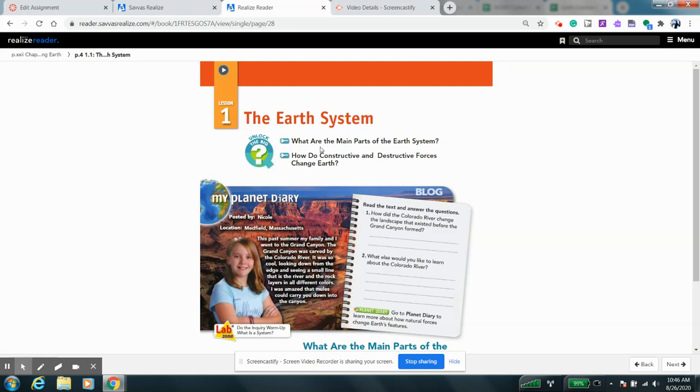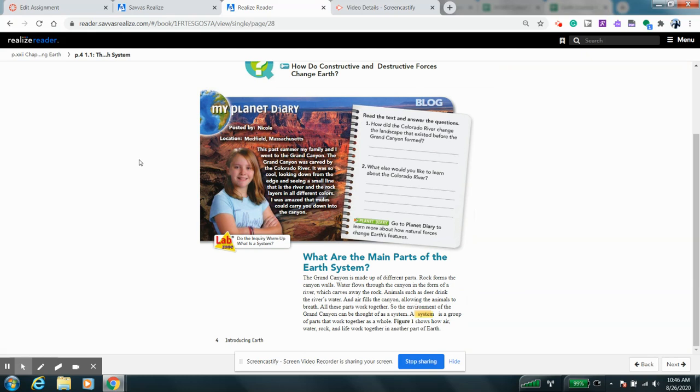Okay, so the key ideas for the first lesson are: what are the main parts of the Earth system, and how do constructive and destructive forces change the Earth? So that's what the lesson is about. One of the other things you're going to realize is they're broken down into different groups, so different paragraphs. This paragraph is about what are the main parts of the Earth system.